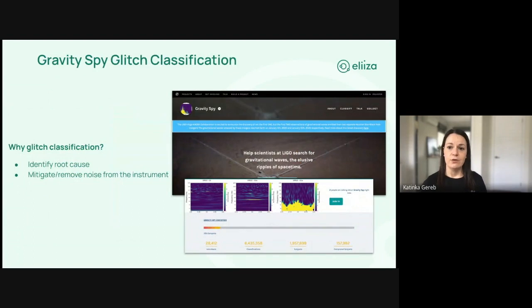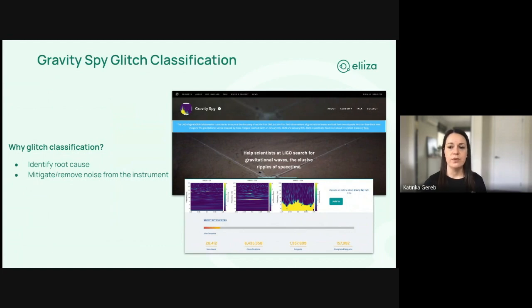And this is why the Gravity Spy project came to life. So Gravity Spy is an effort to classify the glitches into morphological families by combining the strength of machine learning algorithms and also the effort of citizen scientists. So basically anyone can sign up and contribute to classifying these glitches.